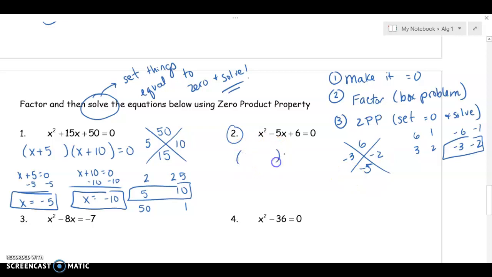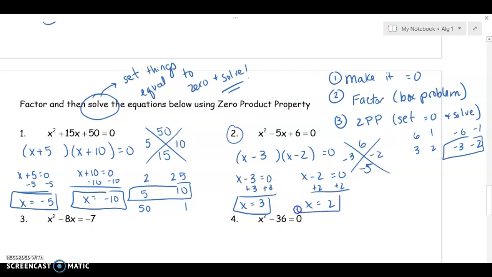So we've got two sets of parentheses. It'll be x at the beginning of both, negative 3, so minus 3, negative 2, so minus 2. And then you set those equal to 0. That's our last step. So x minus 3 gets set equal to 0, and x minus 2 gets set equal to 0. And you're going to get x equals 3, and this one you're going to get x equals 2. So two solutions.